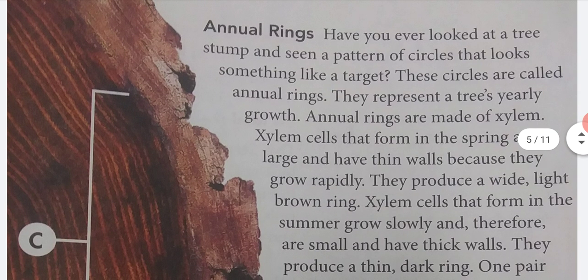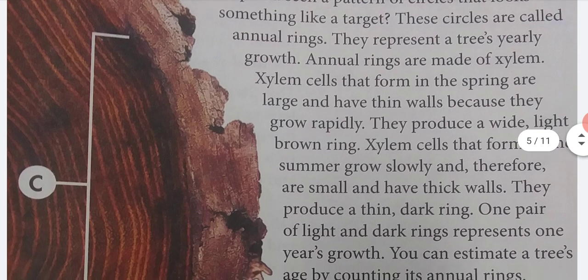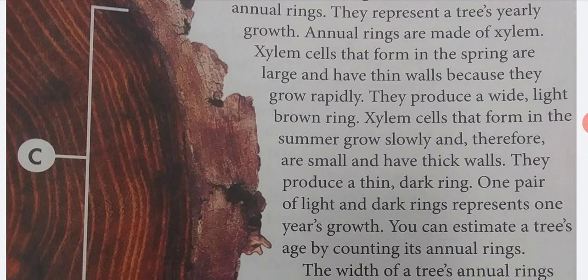Annual rings. Have you ever looked at a tree stump and seen a pattern of circles that looks like a target? These circles are called annual rings. They represent a tree's yearly growth. Annual rings are made of xylem. Xylem cells that form in the spring are large and have thin walls because they grow rapidly. They produce a wide, light brown ring. Xylem cells that form in the summer grow slowly and therefore are small and have thick walls. They produce a thin, dark ring.